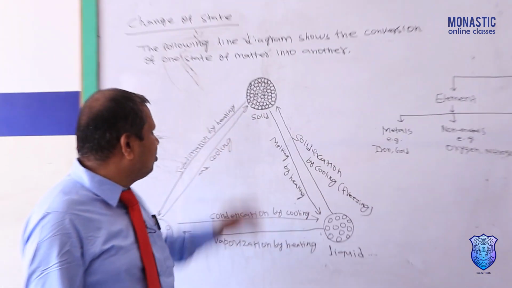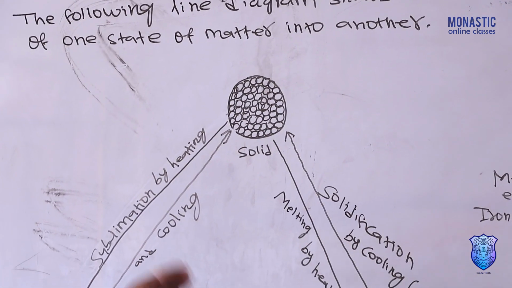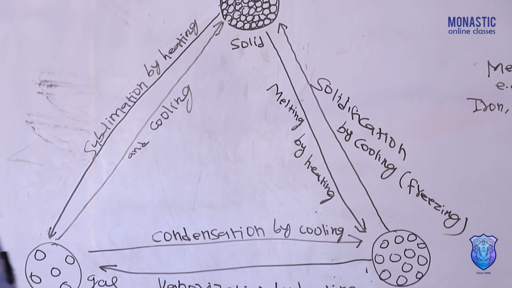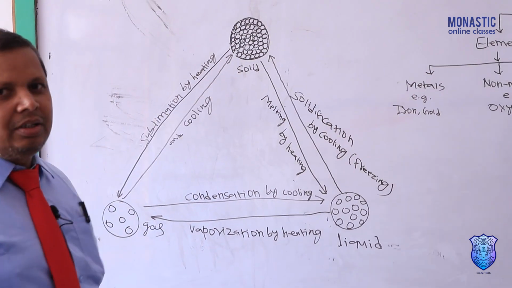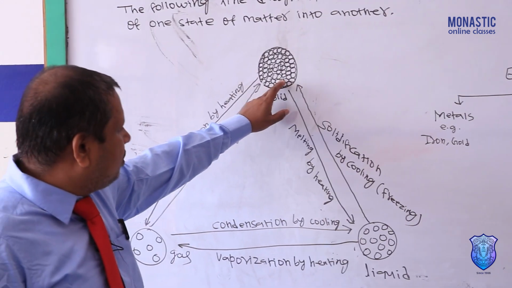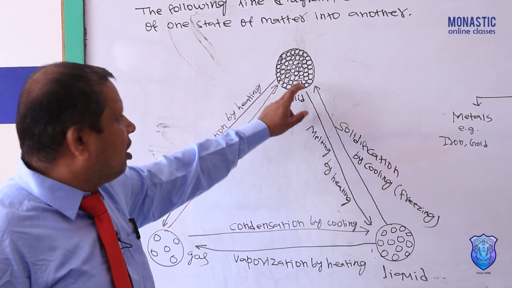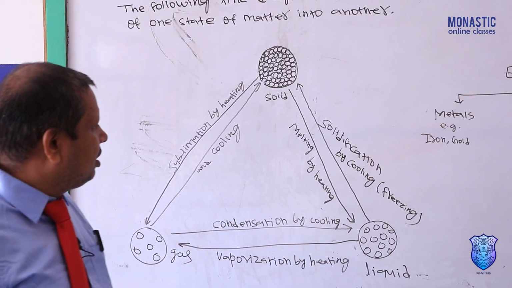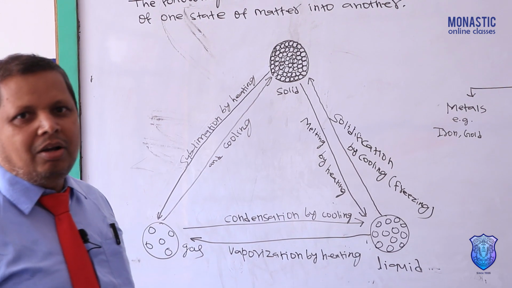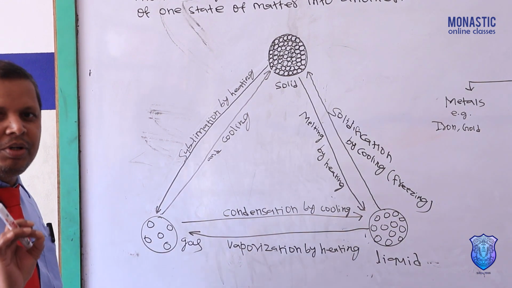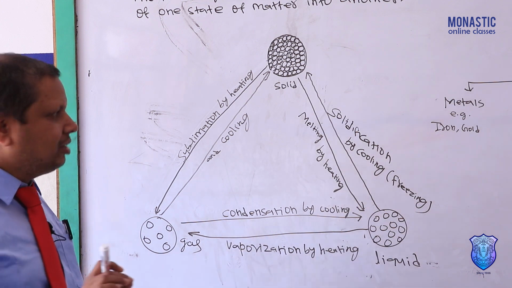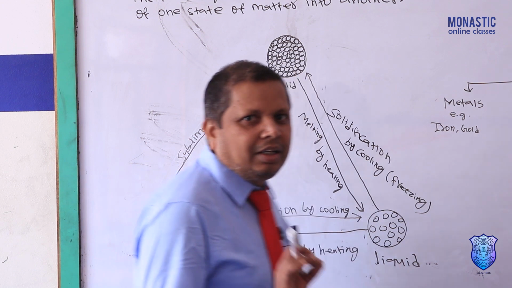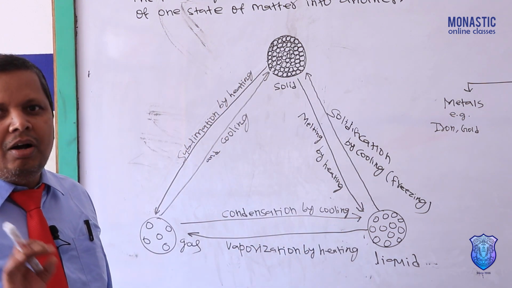Here is given one line diagram showing the conversion of matter from one state to another state. This is solid, and the solid changes into liquid. So what do you mean by melting or fusion? A conversion of a solid into a liquid on heating is known as melting or fusion.